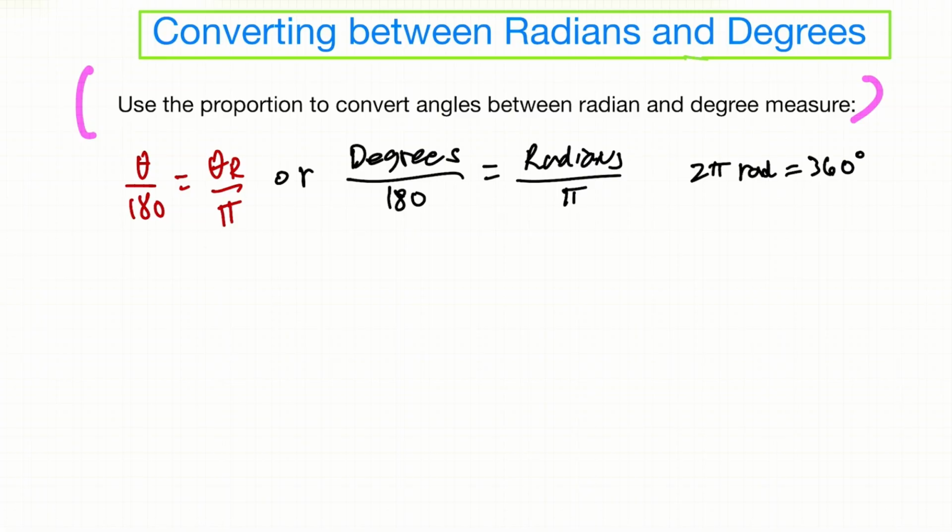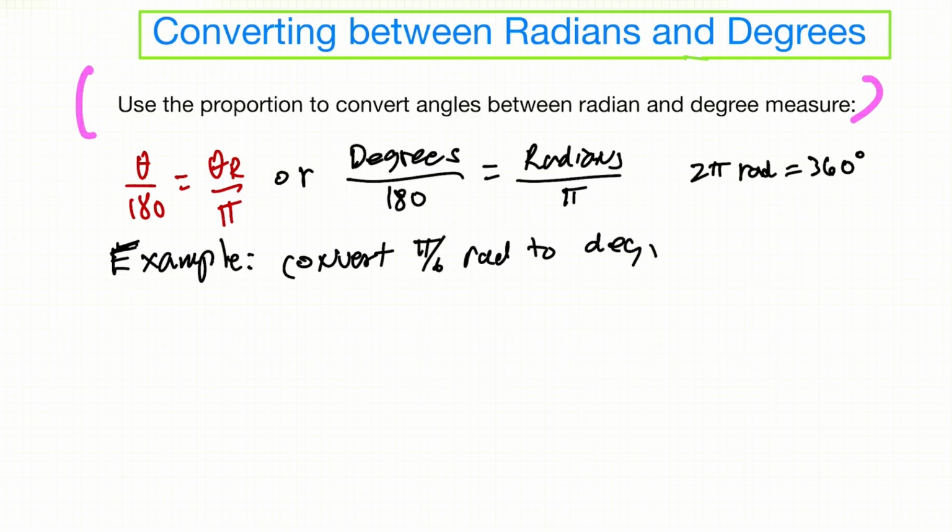So first let's do an example. I want to convert pi over 6 radians to degrees. All right, first thing we do is get our formula. So we want theta over 180. Now we know theta r is pi over 6, and that's divided by pi. Now pi over 6 divided by pi is just equal to 1/6.